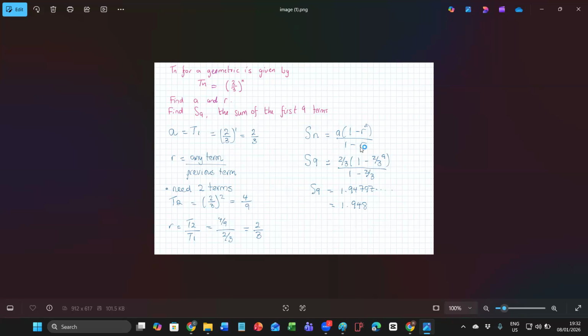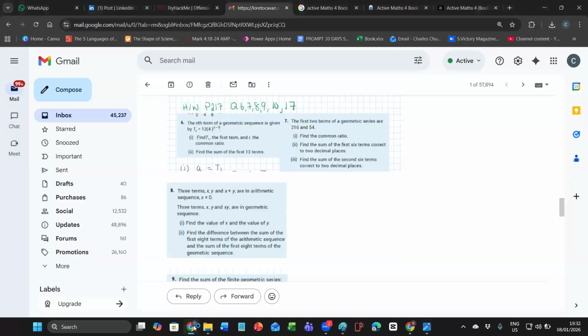But ideally, just understand what I just said now: the sum of the first n terms of a geometric sequence depends largely on whether the common ratio is greater than 1 or less than 1. Once you have that at the back of your mind, you will know which formula to use.